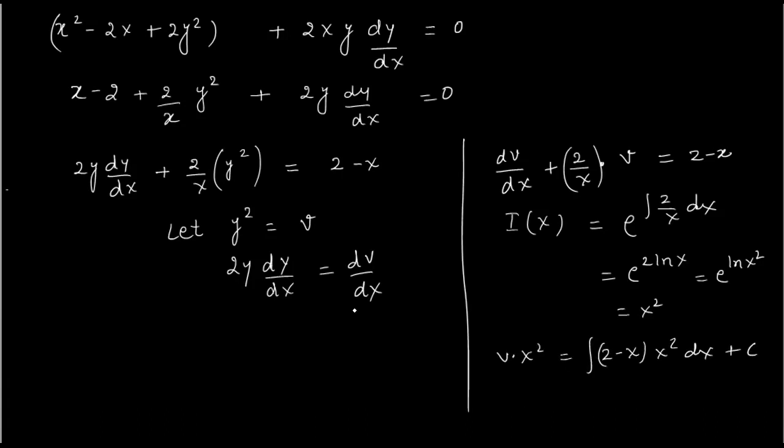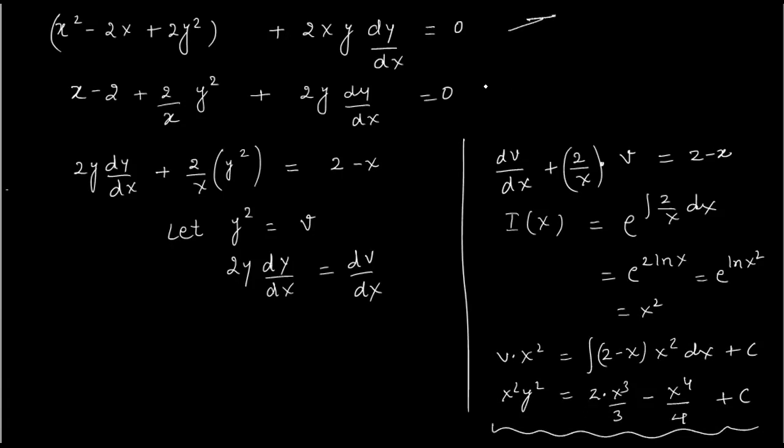Here v is simply y square, so it becomes x square y square equal to 2x square. So integral of 2x square is basically 2 into x cube by 3 minus integral of x cube becomes x raised to the power 4 over 4 plus constant of integration. So this is the final solution of given differential equation.